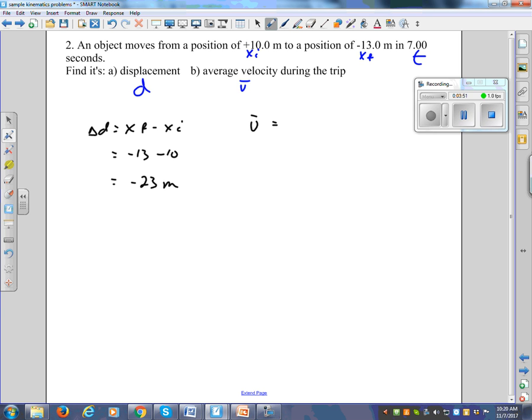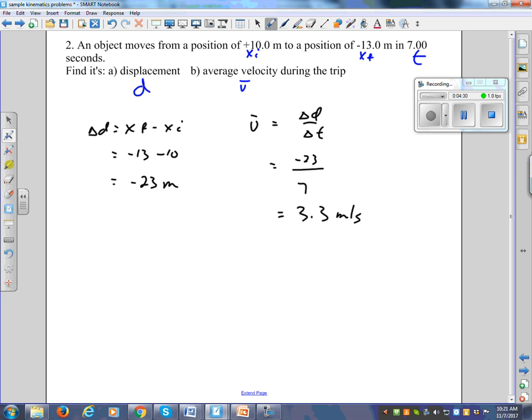Average velocity. Now, what's the formula for average velocity? Distance over time, or displacement over time, technically. Right? So that's going to be this number that I just came up with, -23. We're going to divide by 7, and we're going to get 3.3? 3.3 what? Meters per second.